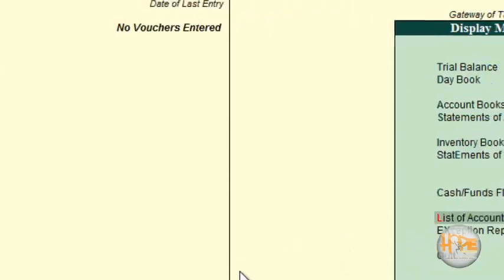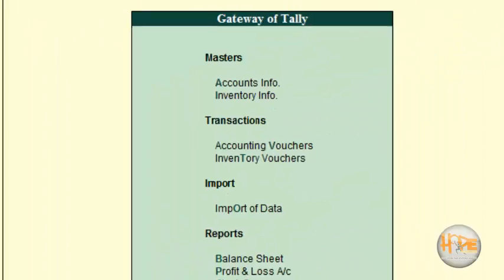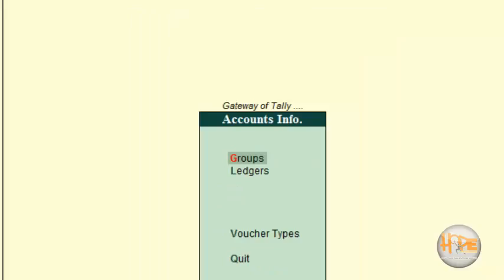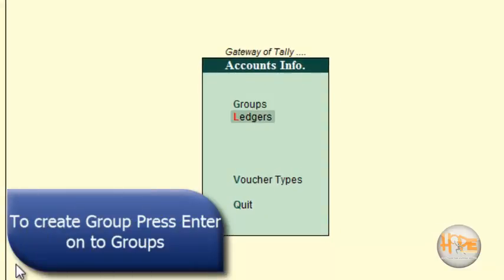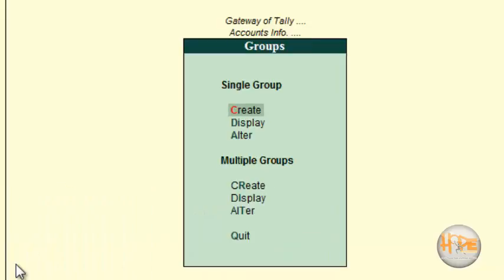Now press Escape to go back to the Display menu. Again, now go to Account Info. After going to Account Info, you can see Groups and Ledgers options. Now enter the Groups option. Using this menu, you can create a group. Now to create a group, enter the Create option.